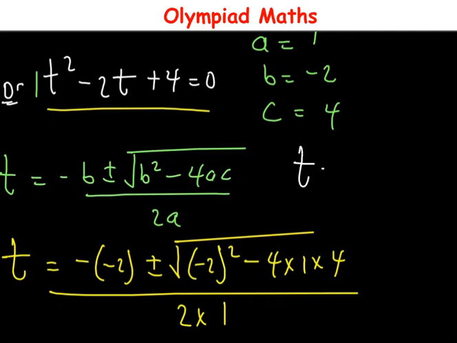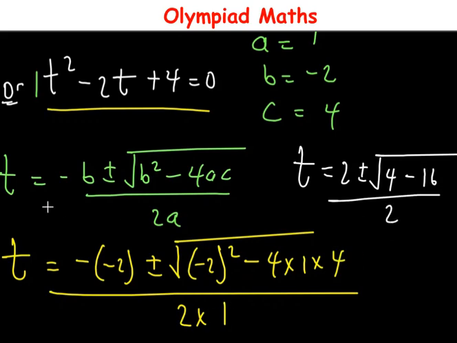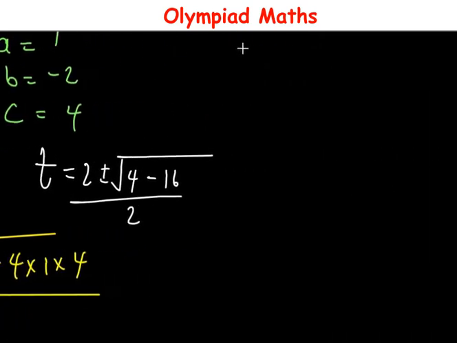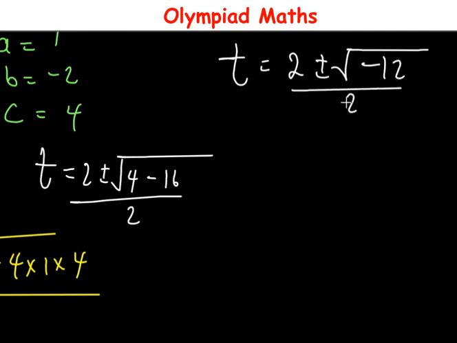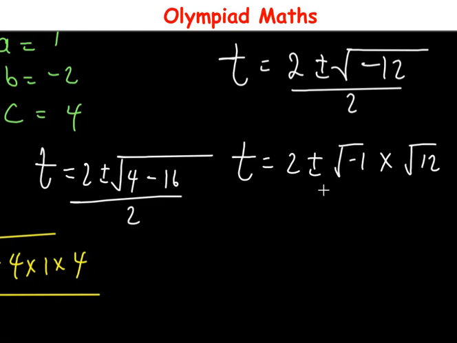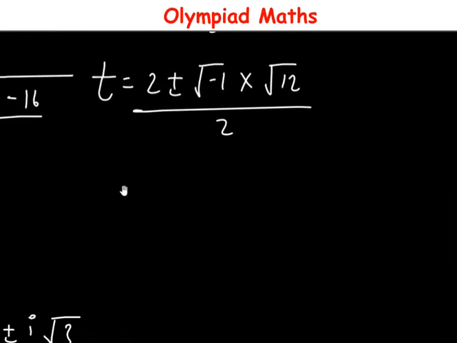With this, the value of t is then equal to minus times minus 2 is plus 2, plus or minus square root of minus 2 squared is 4, minus 4 times 1 times 4 is minus 16, all over 2 times 1 is 2. So with this, what we have as the value of t is then equal to 2 plus or minus square root of 4 minus 16 is minus 12, all over 2. So from here, we can express root minus 12. So t is equal to 2 plus or minus, we can express root minus 12 as root minus 1 times root 12, all over 2.